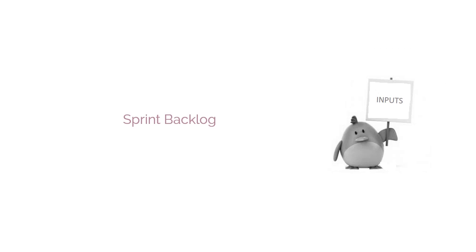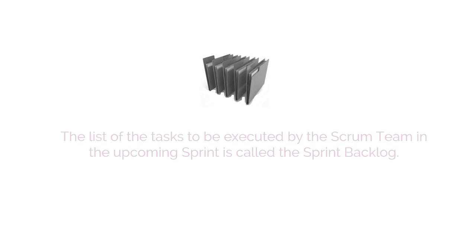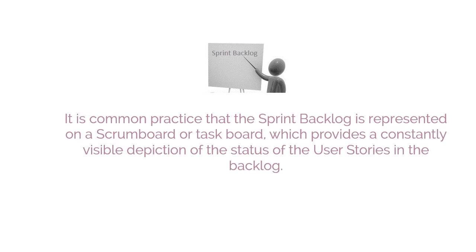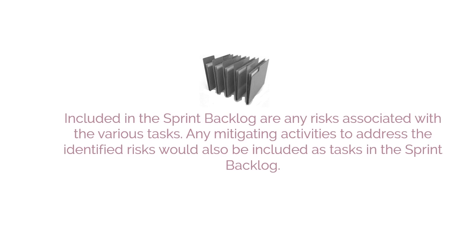Next source of input is the sprint backlog. The list of the tasks to be executed by the Scrum team in the upcoming sprint is called the sprint backlog. It is common practice that the sprint backlog is represented on a Scrum board or task board, which provides a constantly visible depiction of the status of the user stories in the backlog. Also included in the sprint backlog are any risks associated with the various tasks. Any mitigating activities to address the identified risks would also be included as tasks in the sprint backlog.